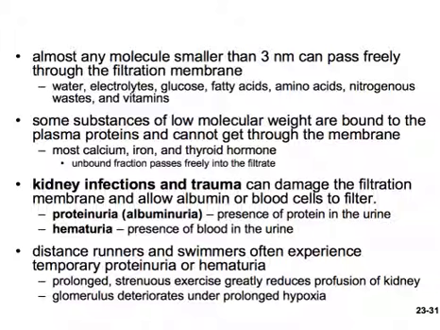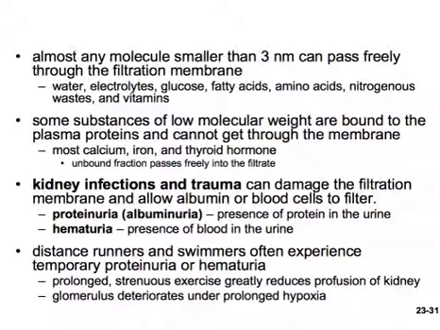Almost any molecule smaller than 3 nanometers can just pass freely through the filtration membrane. That includes this large list, the majority of the things that pass through. Some substances have a low molecular weight and are bound to plasma proteins. These are things like thyroid hormone, calcium, and iron, and so they're held in the blood by these binding proteins. This is one of the reasons that binding proteins are so important. Any of these materials that are unbound will pass freely into the filtrate because by themselves they're fairly small.